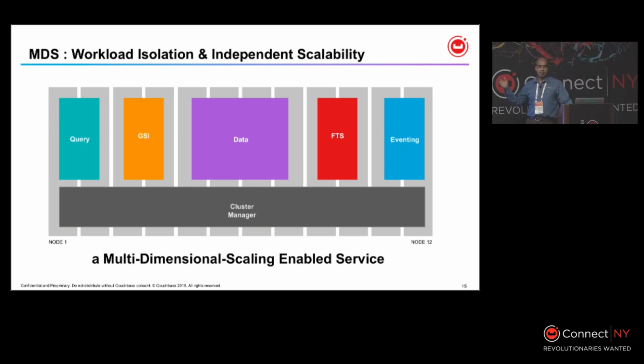Let's say you are having indexing. Most of our customers actually keep each of these services in a different set of nodes, so that they can scale up and scale down independently. With eventing, it's a compute-based workload. You don't need to have a box which has huge memory. Whereas with GSI, you probably need higher RAM boxes, right? Workload isolation is important, and independent scalability is what is given with MDS.